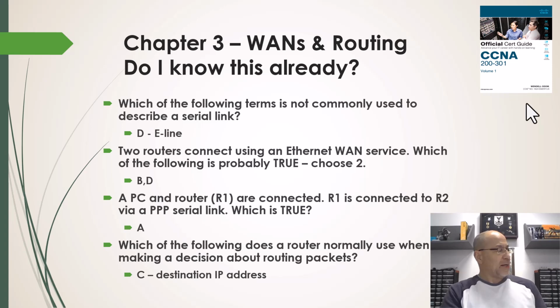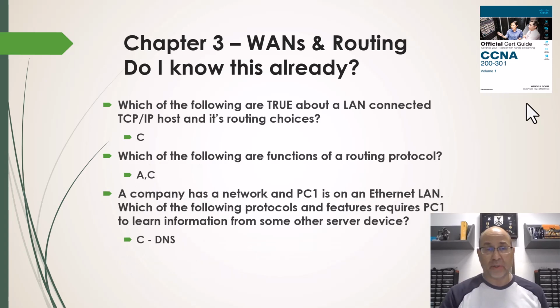Question number 6, which of the following are functions of a routing protocol? Okay, in a routing protocol, that's A and C, which means that routing protocols advertise known routes to neighboring routers, and learning routes as advertised to the router by neighboring routers. In a routing protocol, the whole point is to tell your neighboring routers about what you know, and you learn what they know. So that's why it's A and C.